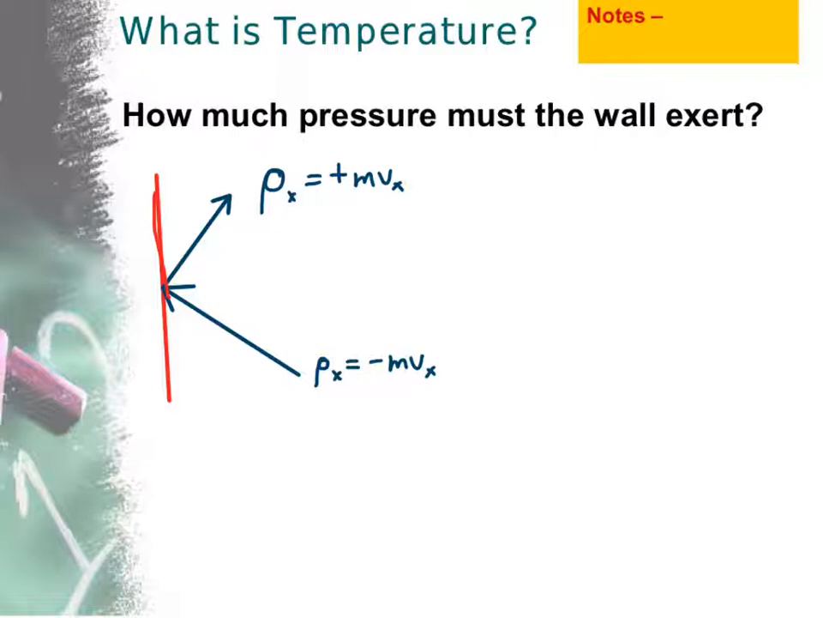That's the only way that I can conserve both momentum and energy in this collision. So the change in momentum that this particle experiences before and after this collision is going to be 2 times mvx. Because I take this minus that, and if I take minus this, that's like adding mvx, so I have 2 mvx. So the total change in momentum is 2 mvx.